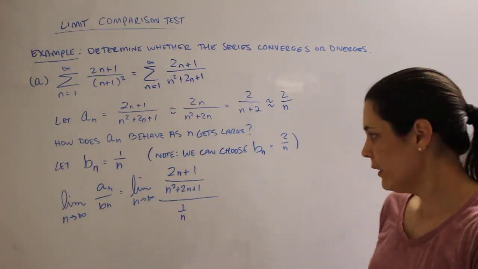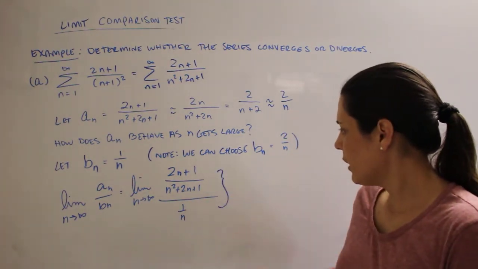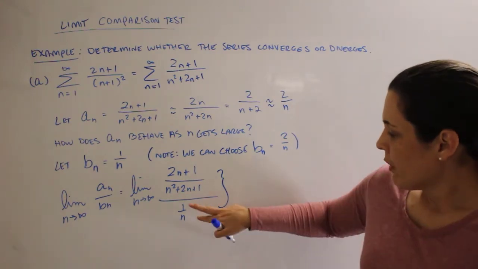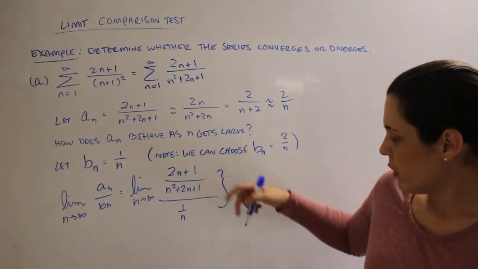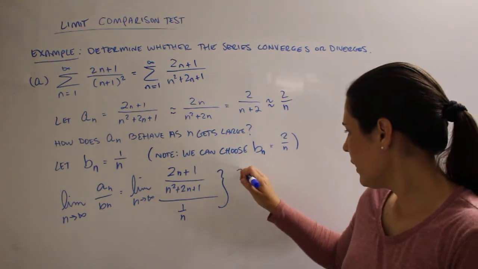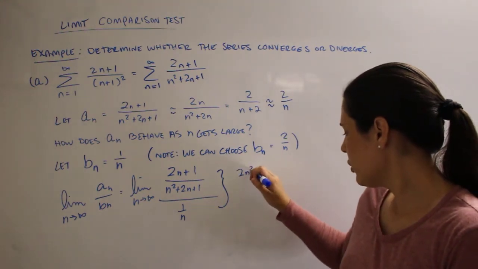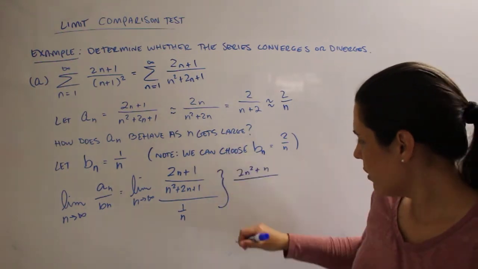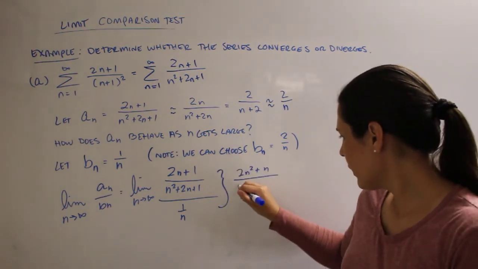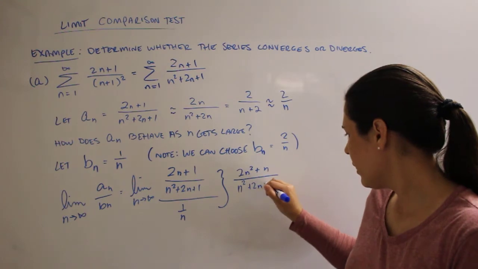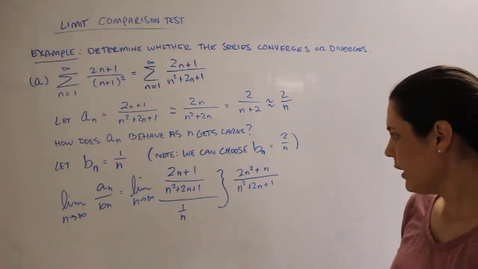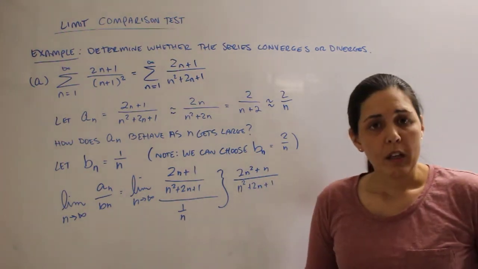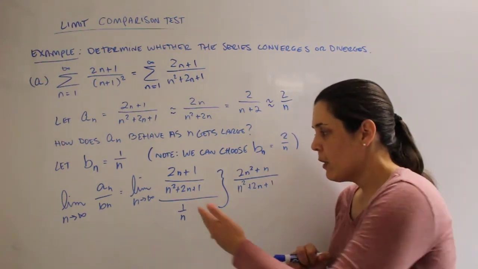Okay, let's do a little bit of algebra here. I won't keep writing limit. Let's just work on the algebra. I'm going to flip and multiply by this n over 1. And so we're going to get 2n squared plus n when I flip and multiply by n on top over n squared plus 2n plus 1. Okay. Now we are taking the limit as n approaches infinity.